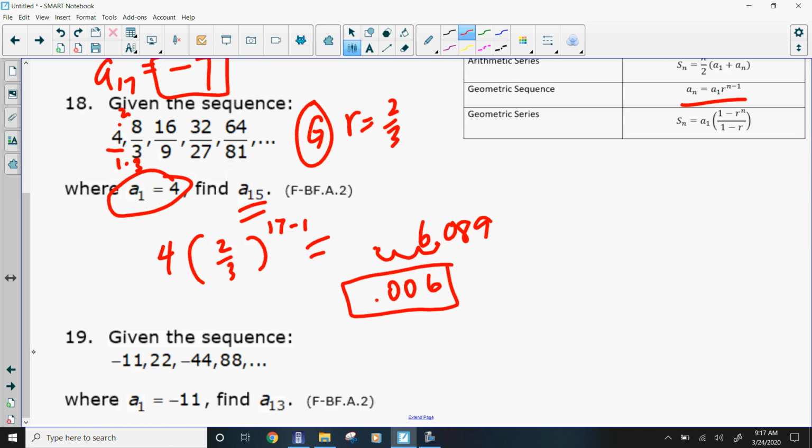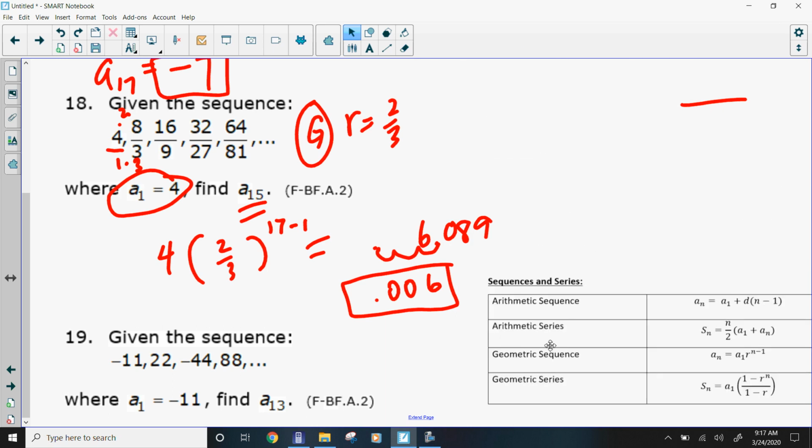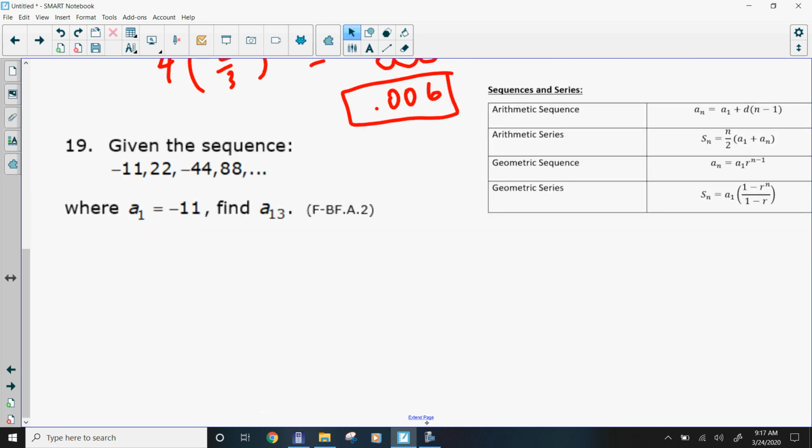Okay, next one, same type of thing here. Let's move this down so I can see the formulas. So if you haven't noticed a pattern yet, you got to figure out what type it is. Now in this one, you'll notice this is minus, this is positive, this is minus. So when you get alternating signs like that, usually it's going to be a multiplication. So I'm thinking it's geometric. And it looks like from 11 to 22, 22 to 44, 44 to 88 is times 2. So that means R is equal to 2.